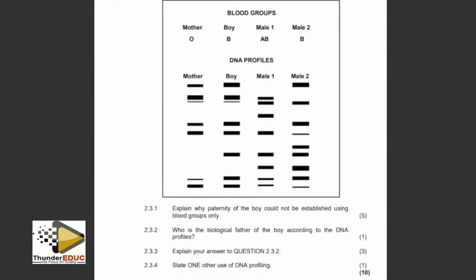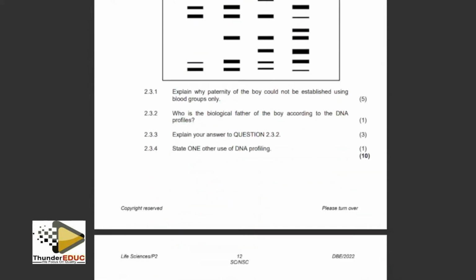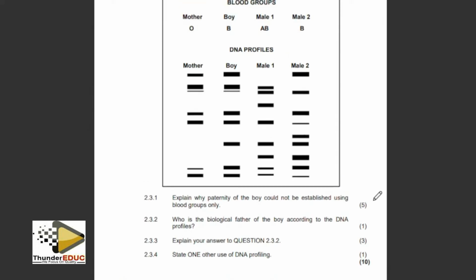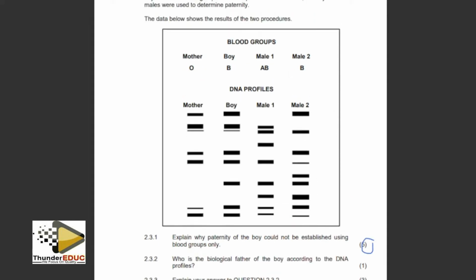Oh, there is one question here for blood group. I think we exhausted the blood group, but you see that blood group also has 5 marks. Explain why paternity of the boy could not be established using the blood group. Why is the paternity test not able to conclude that this is the father of the individual? It's because many people have the same type of blood group.